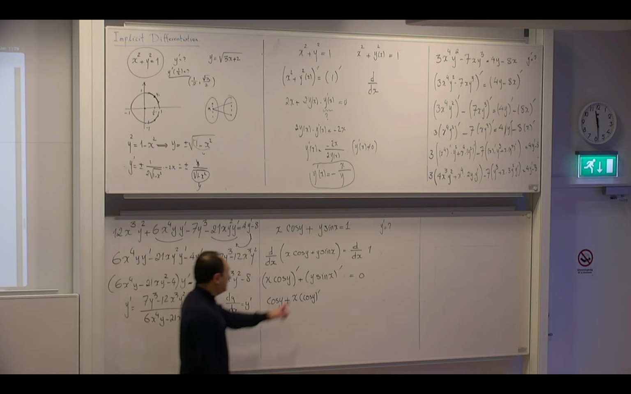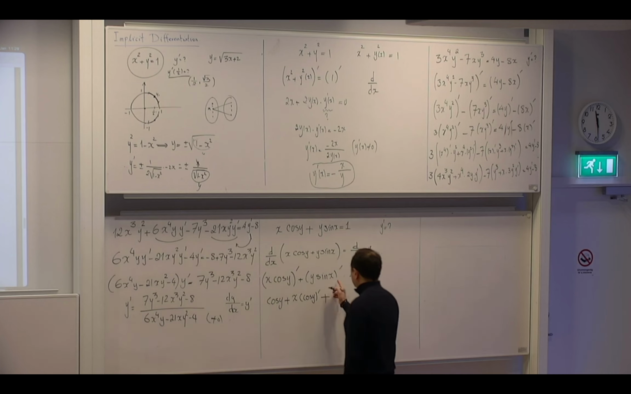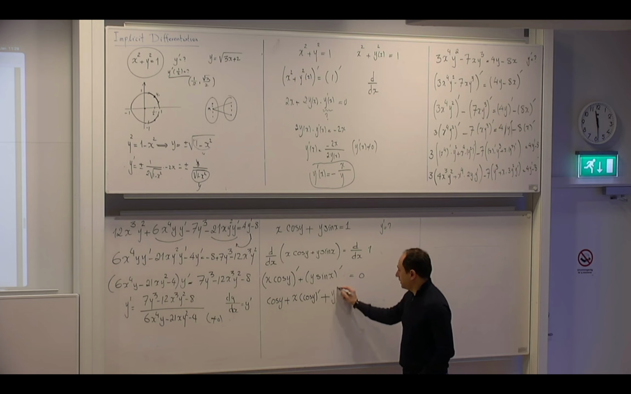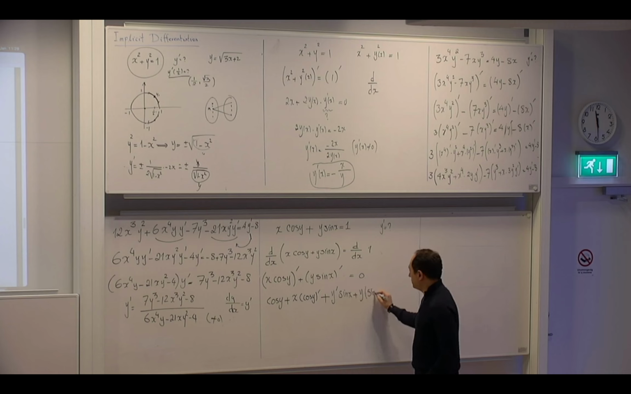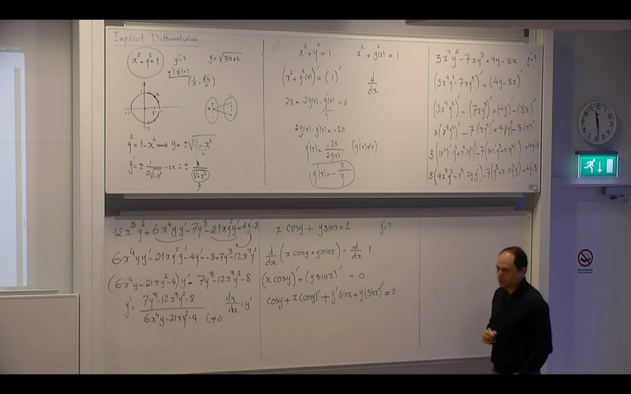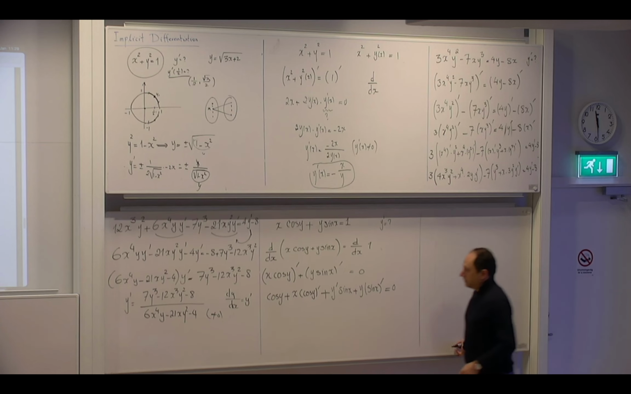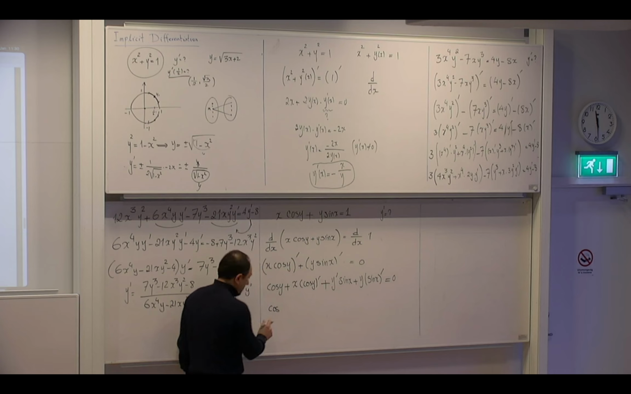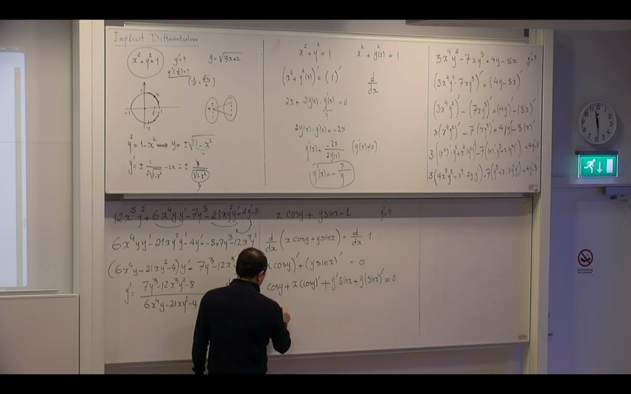And then plus, this is also another product rule. The derivative of the first one multiplied by the second one plus the first one multiplied by the derivative of the second one, and the right hand side is 0. Okay, so here I copy and paste there. There is no prime there, so cosine y.